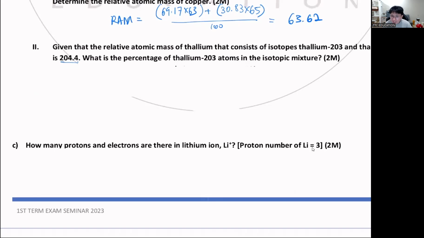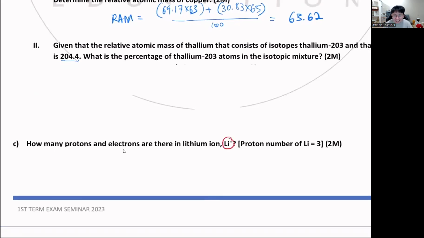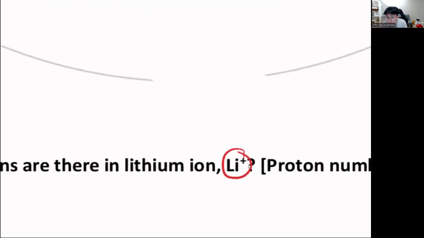Okay, but how many electrons? By right, for a normal atom, the number of protons means the number of electrons, right? So if it has 3 protons, it also has 3 electrons. But there is a hint here. They said that this is a lithium ion. What is an ion? It means it has a charge. It has a charge means the number of electrons is no longer the same. Originally it is 3 electrons. But what happened to this ion? Do you see there is a positive charge?